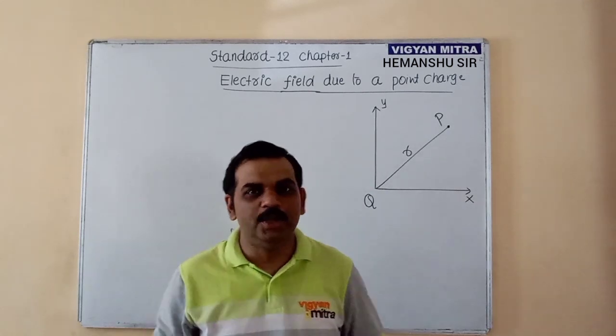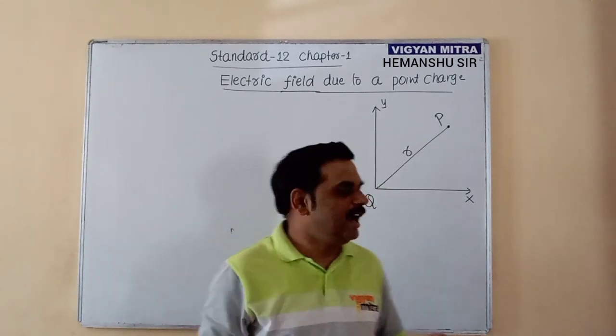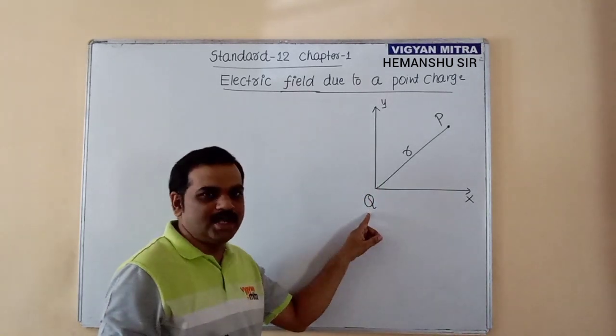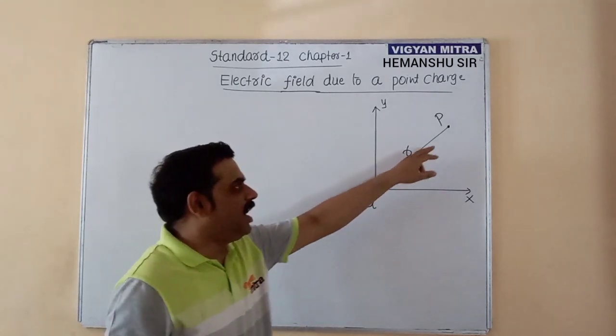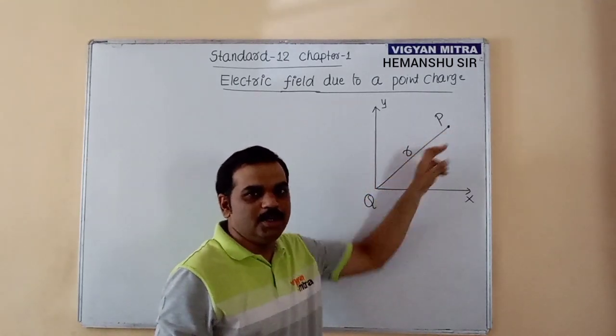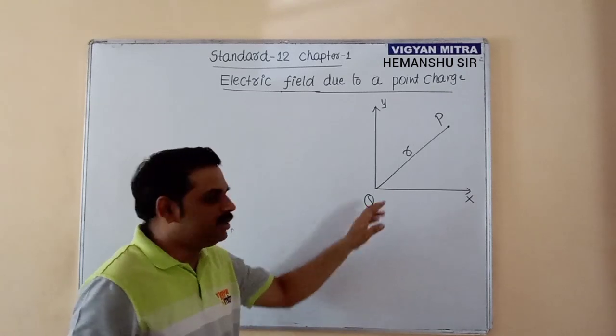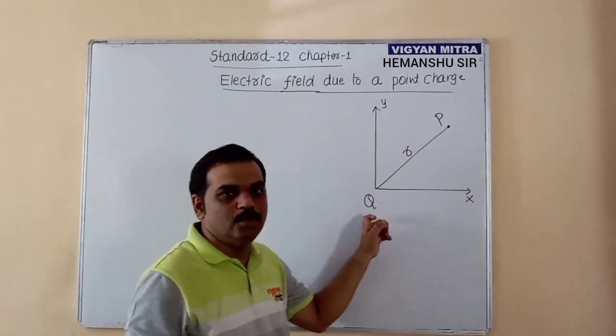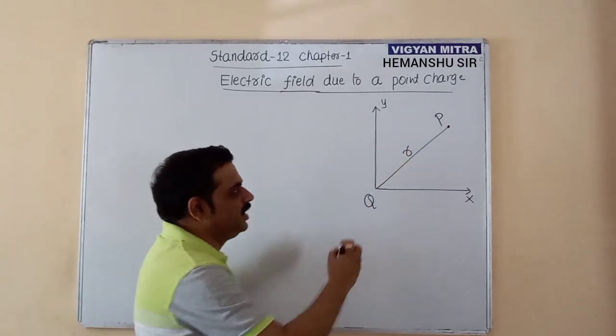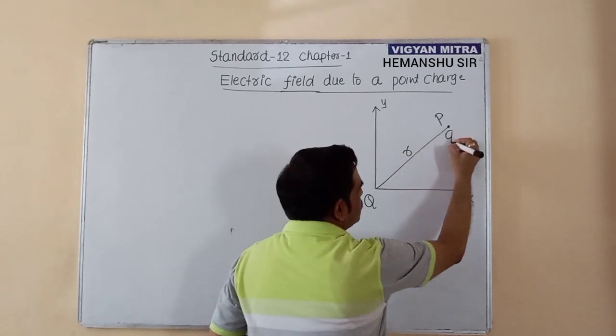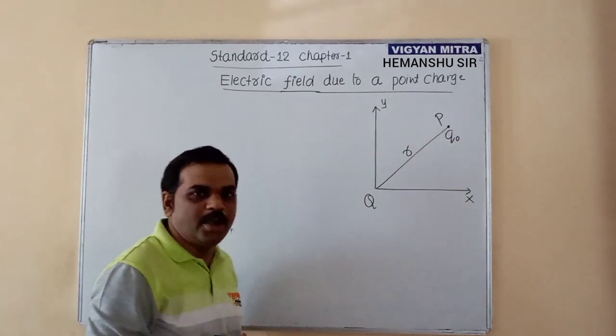Electric field due to a point charge. Let point charge Q be kept at the origin. We require the electric field at point P due to the charge capital Q. The distance of point P from Q is R. To find the electric field, test charge Q0 is placed at the point P.